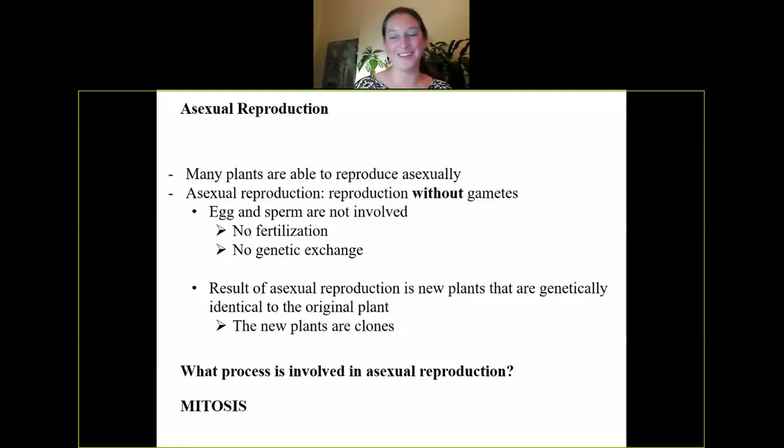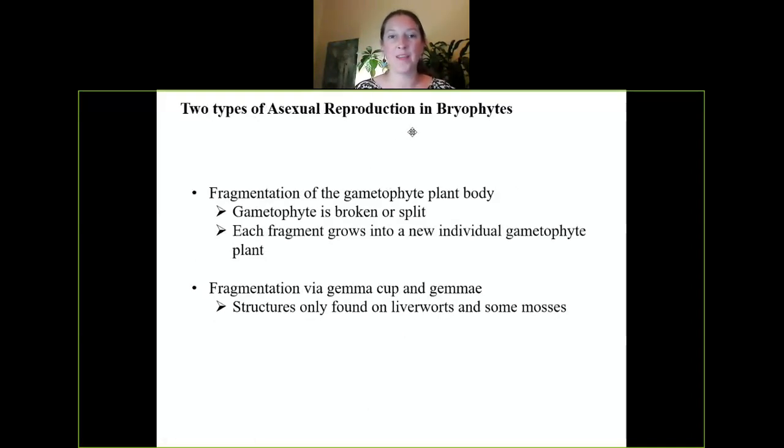There's no chromosome number being halved, right? We're not dealing with egg and sperm. We're just dealing with body cells that are going to create the new plants. So what are the ways that plants can reproduce asexually?